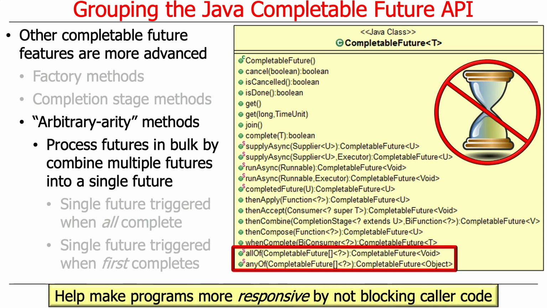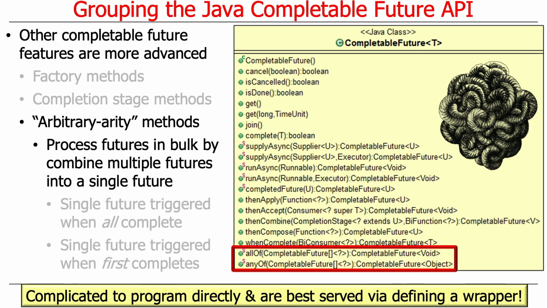These capabilities, these arbitrary arity methods, help to make programs more responsive by not blocking calling code. So it makes your system reactive, responsive, and so on. So you don't block waiting for all these things to finish. They can go off and run, do their thing asynchronously, and when they're all done, or when the first one's done, then you're going to be notified. However, these methods are also somewhat complicated to program directly for a variety of reasons that we'll talk about later, and therefore you're best served by using a wrapper of some kind to encapsulate this Gordian knot of complexity, which is what you otherwise end up with if you have to program to these methods directly.